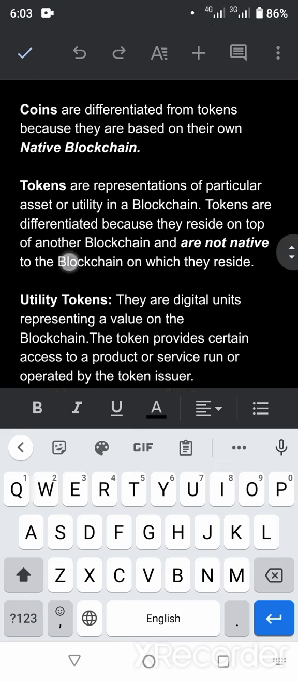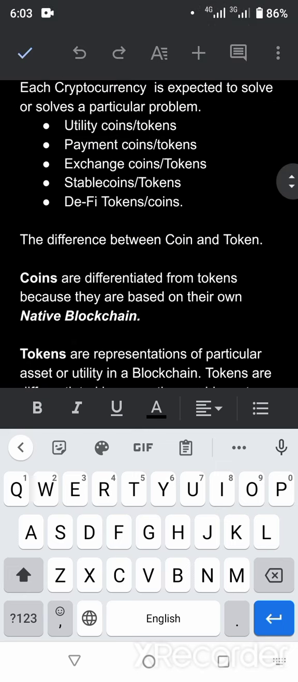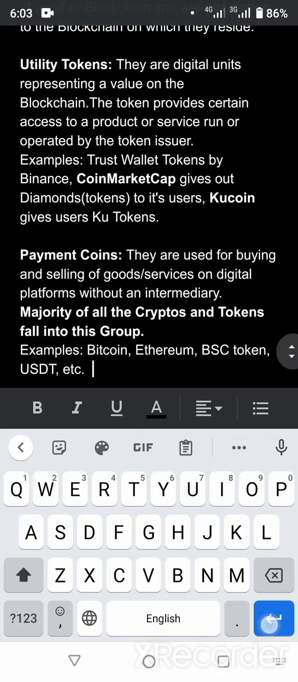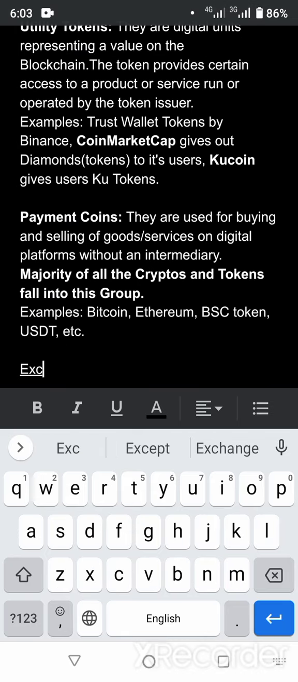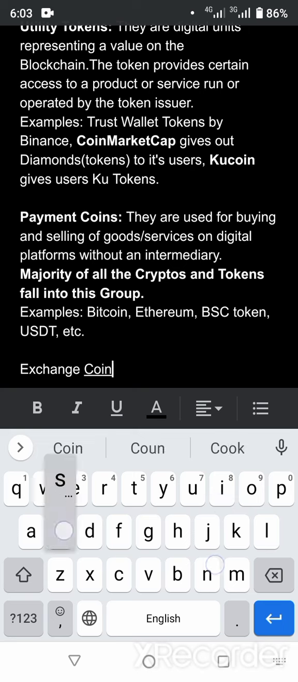Now, the next coin or token on our list are exchange coins or tokens.